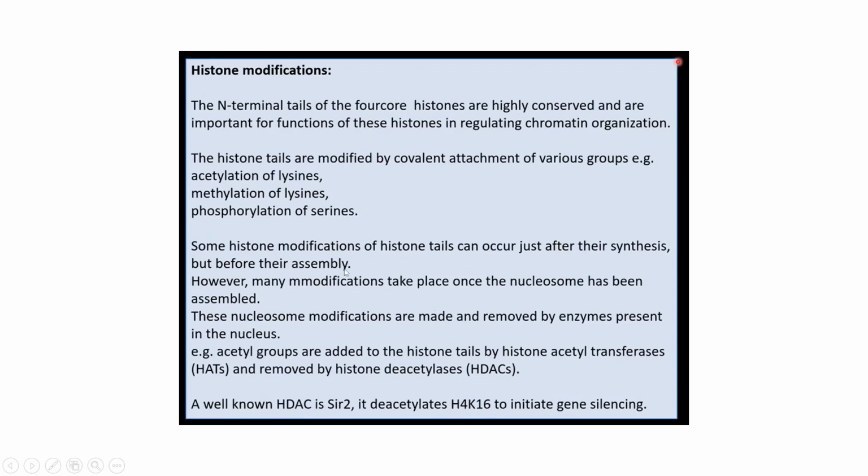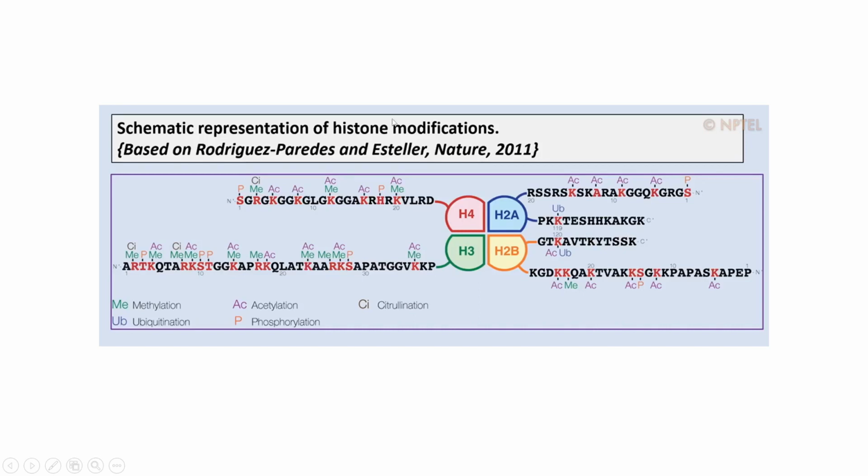So this is the modification. Here is a schematic representation of these modifications, and here you can see methylation, ubiquitinylation, acetylation, phosphorylation, citrullination. For example, on lysine, generally methylation and acetylation occur, and on serine you can see phosphorylation. Here you can see the residues as well, the total number of residues.